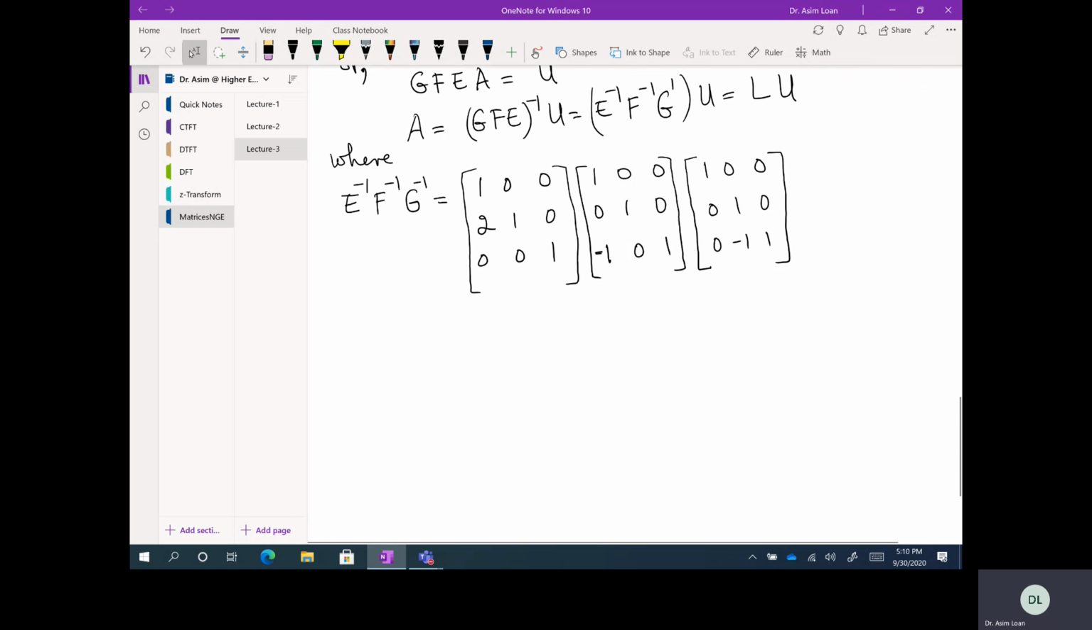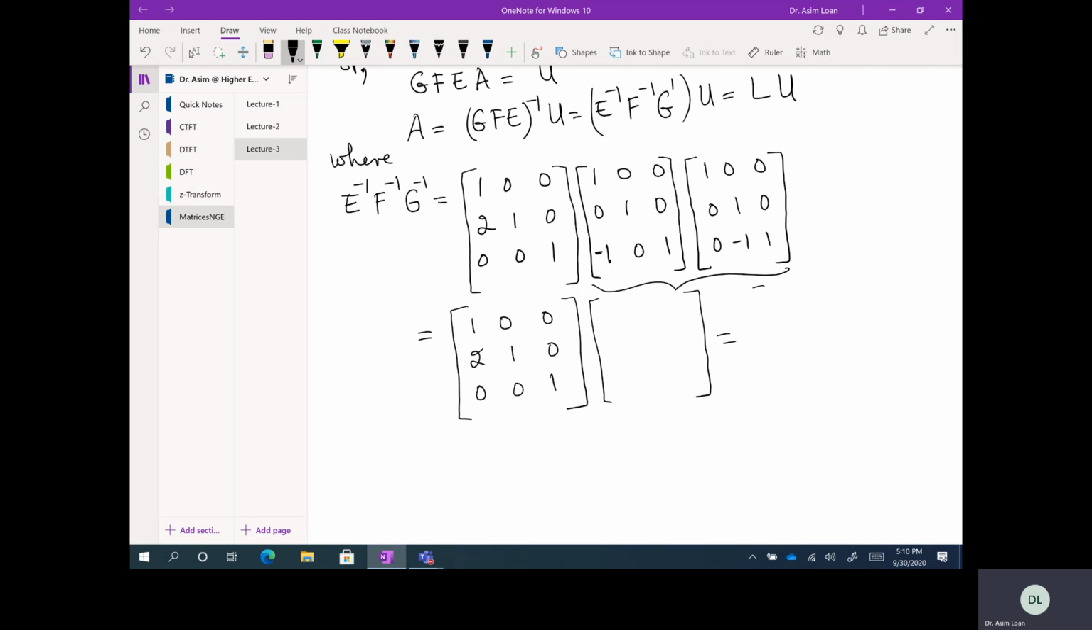So since multiplication is associative, we can multiply in any order. So let's multiply this one first. I have [1, 0, 0; 2, 1, 0; 0, 0, 1] multiplied by this, which is equal to, again, first row 1, 0, 0. Pick the second row, 0, 1, 0, minus 1. So subtract the first row from the third row. So this is minus 1, and 1. Multiply again, pick the first row, 1, 0, 0.